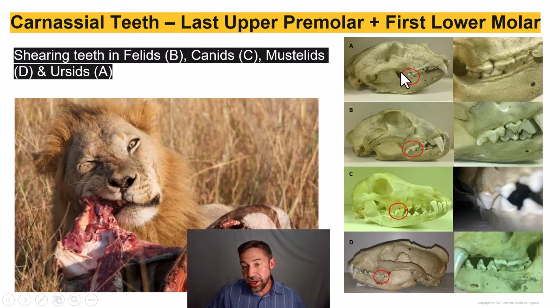So a quick look at the carnassial teeth in a number of carnivore families. These are the carnassials on an ursid, a bear. B is the felids, the cat family, like this lion. C is the canines, of course dogs, wolves, coyotes. And then lastly on the bottom we have the mustelid family. This is the weasel family with wolverine, badgers, and otters.